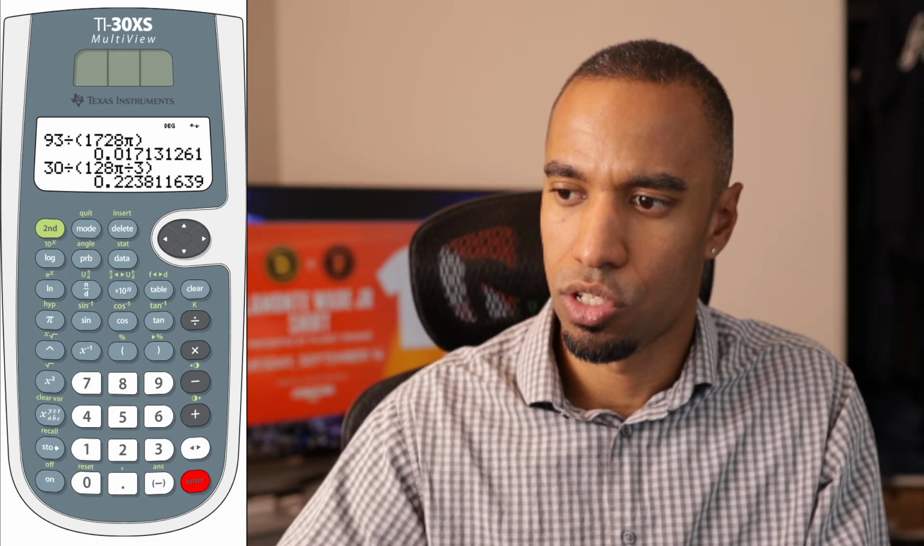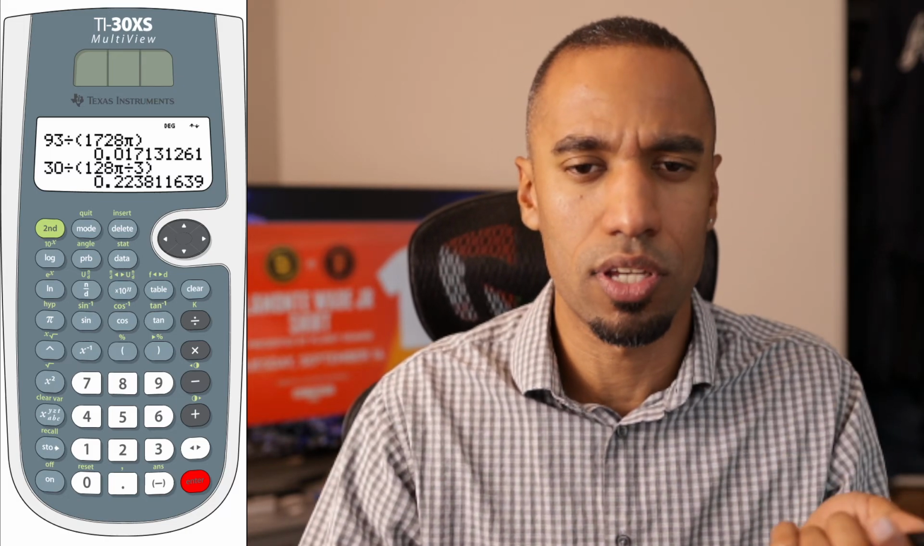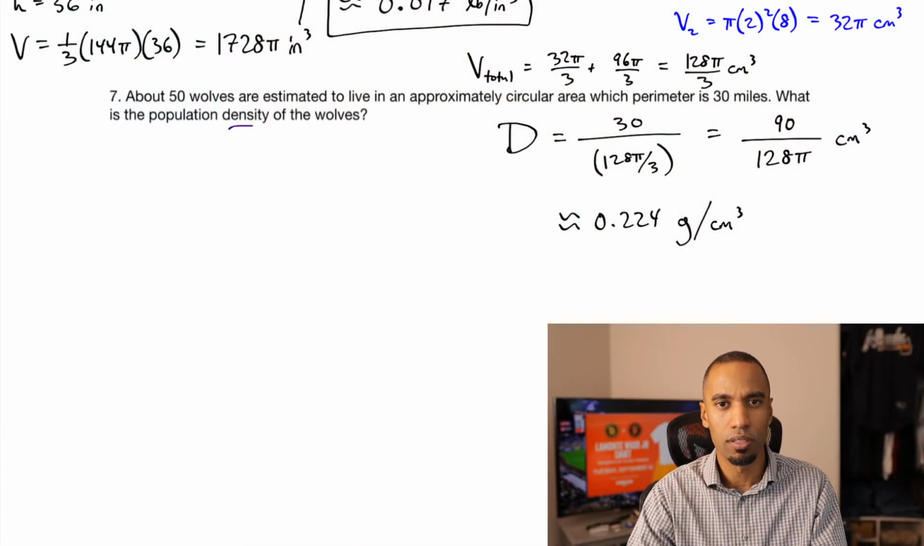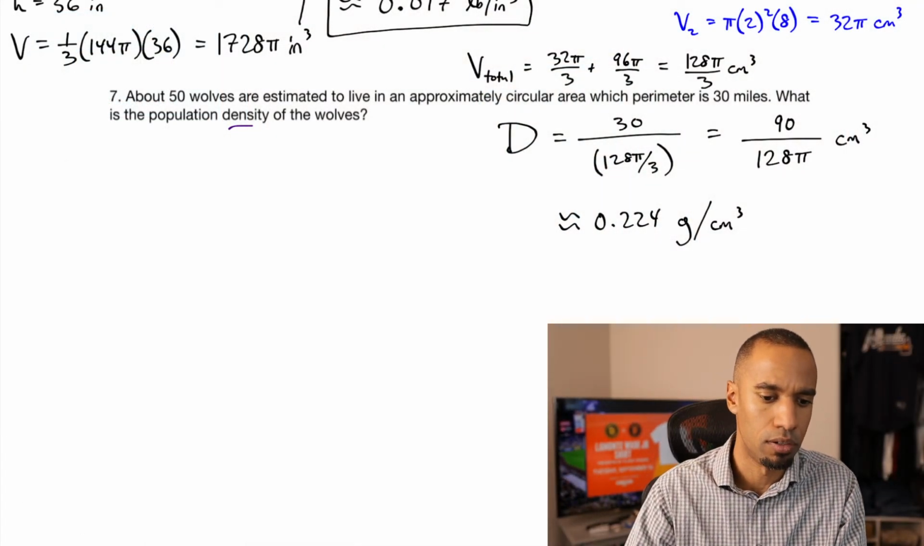So density is going to be 0.224. This is grams per cubic centimeter. Someone else is going to have to tell me this. I don't remember. Is grams per cubic centimeter the same as a mole? I'm going to look that up right now.